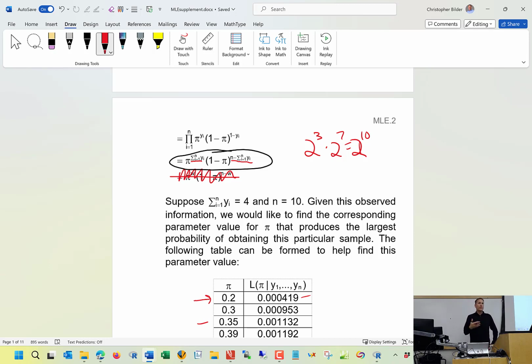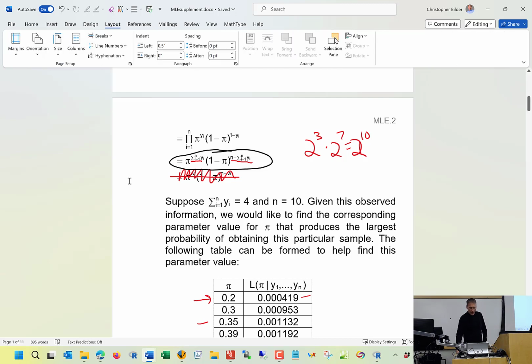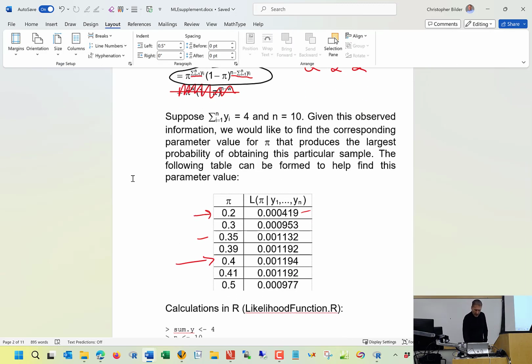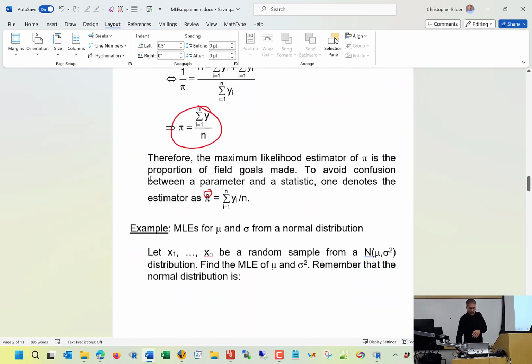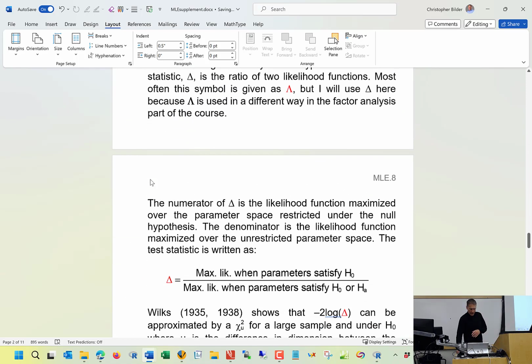We used this to find maximum likelihood estimates. The way we did that was we looked at this function as a function of pi. The value of pi that made this likelihood function as big as possible represents the most plausible value for pi. That's our maximum likelihood estimate. When we had 4 successes out of 10 trials, pi was 0.4, or we call it pi hat now, equal to 0.4. Okay.